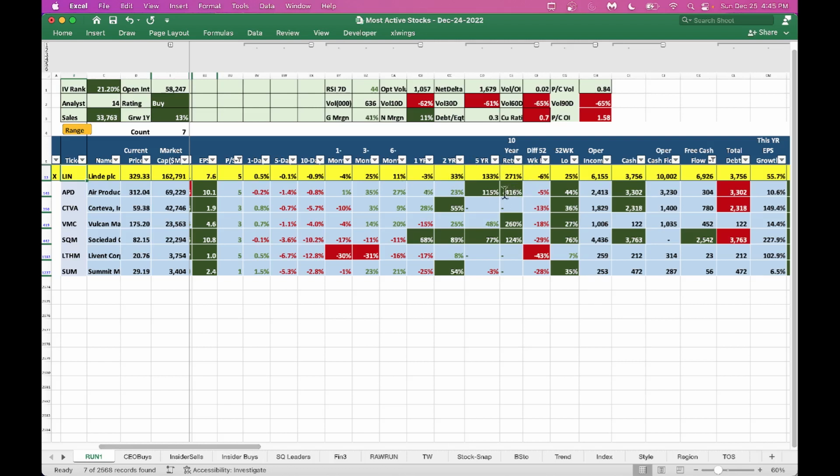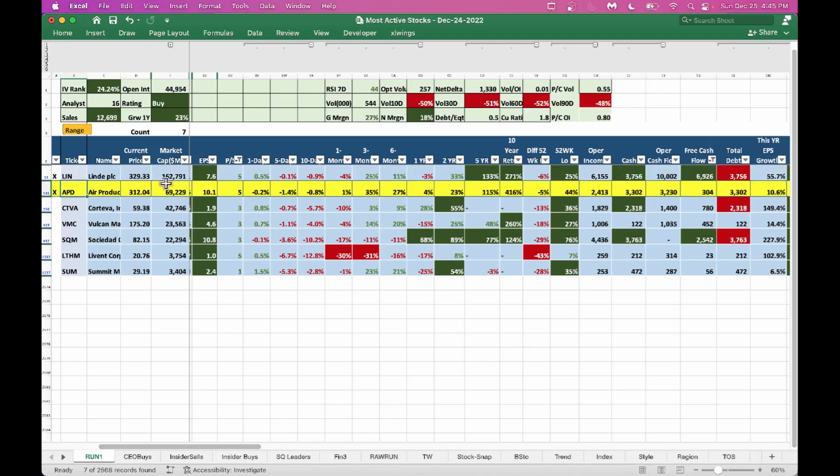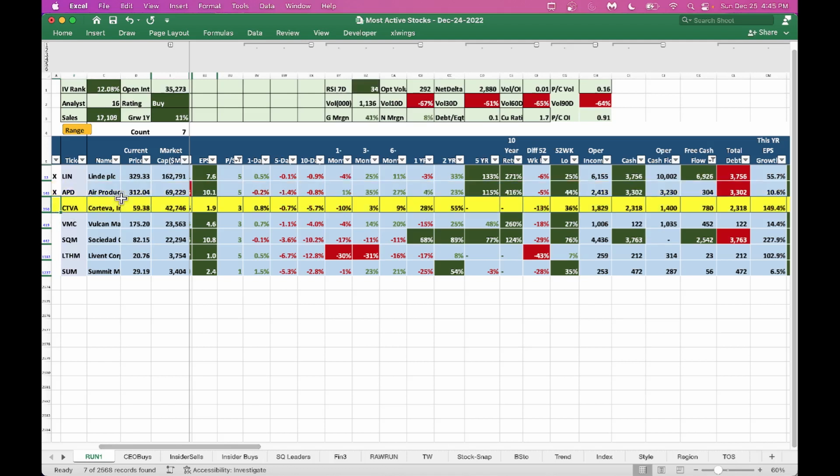APD is a great one. Look at the performance here. I would add this one also to the portfolio. And then we got here a few more. We got Corteva. Corteva has done 55% in 2 years. It's a great company. I would add that to the portfolio also.